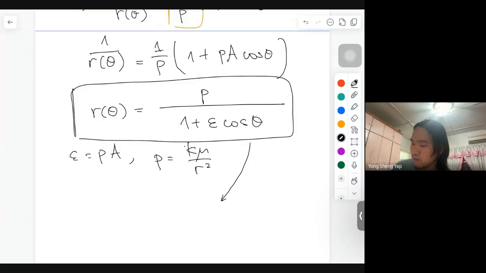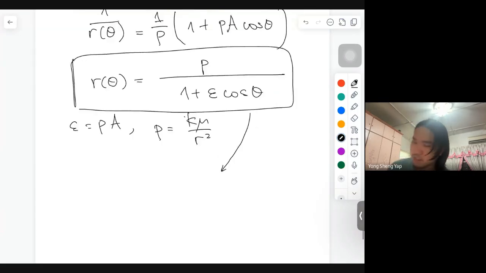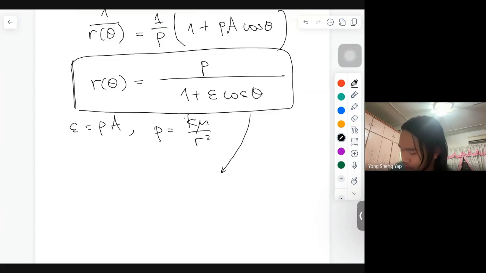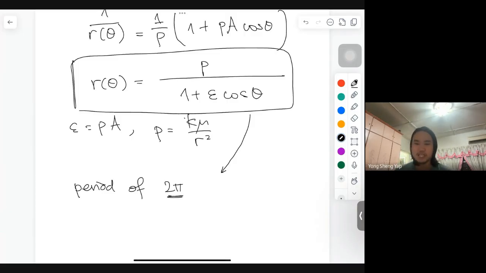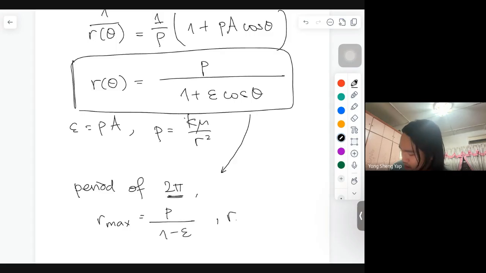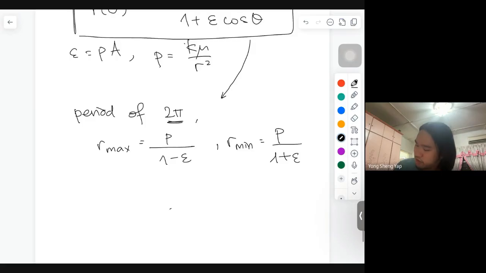And you can see, what does this equation look like? First of all, does it have the oscillatory behavior that I said before? Yes, because it has a period, at least for gravity, of 2 pi, because cosine theta varies between -1 and 1. And we have R max equals P divided by 1 minus epsilon, and R min equals P divided by 1 plus epsilon.